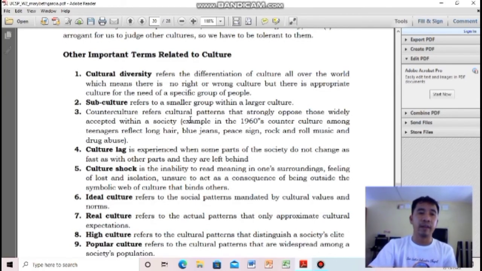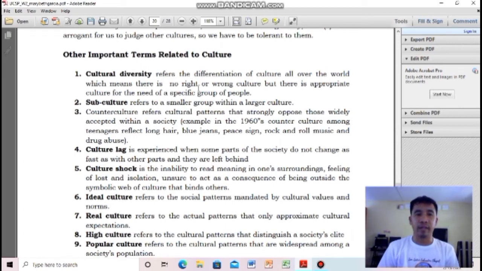First is cultural diversity. So when we say cultural diversity, it refers to the differentiation of culture over the world. From the word diverse, no? Kumbaga kalain-lain. So meaning, wala sa insakto kag sala ang kultura, no? But there is appropriate culture for the need of a specific group of people. Okay? Wala sa insakto kag sala ang kultura, pero may ginatawag kita nga appropriate or gakatama lang ang kultura para sa specific nga tao, hindi para sa tanan.